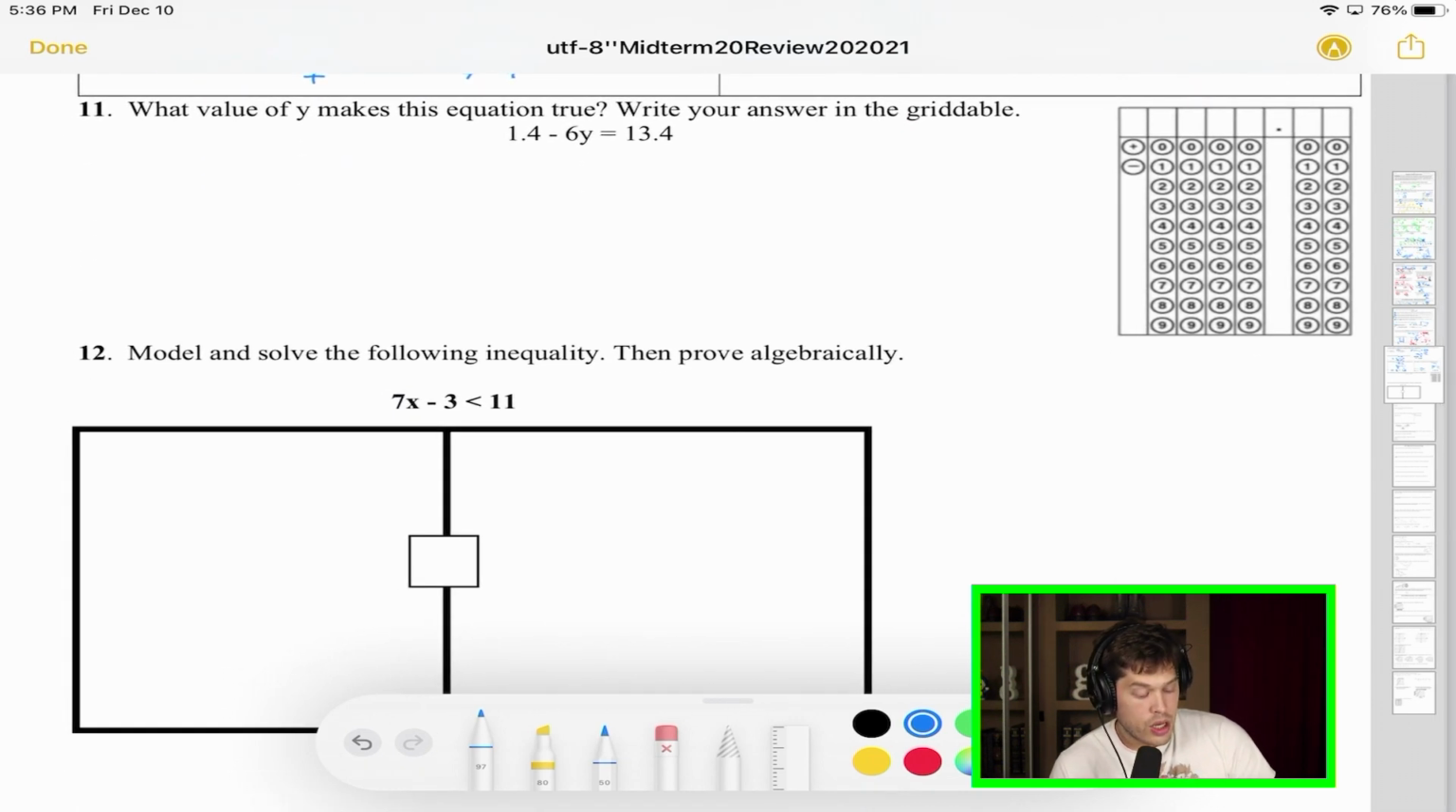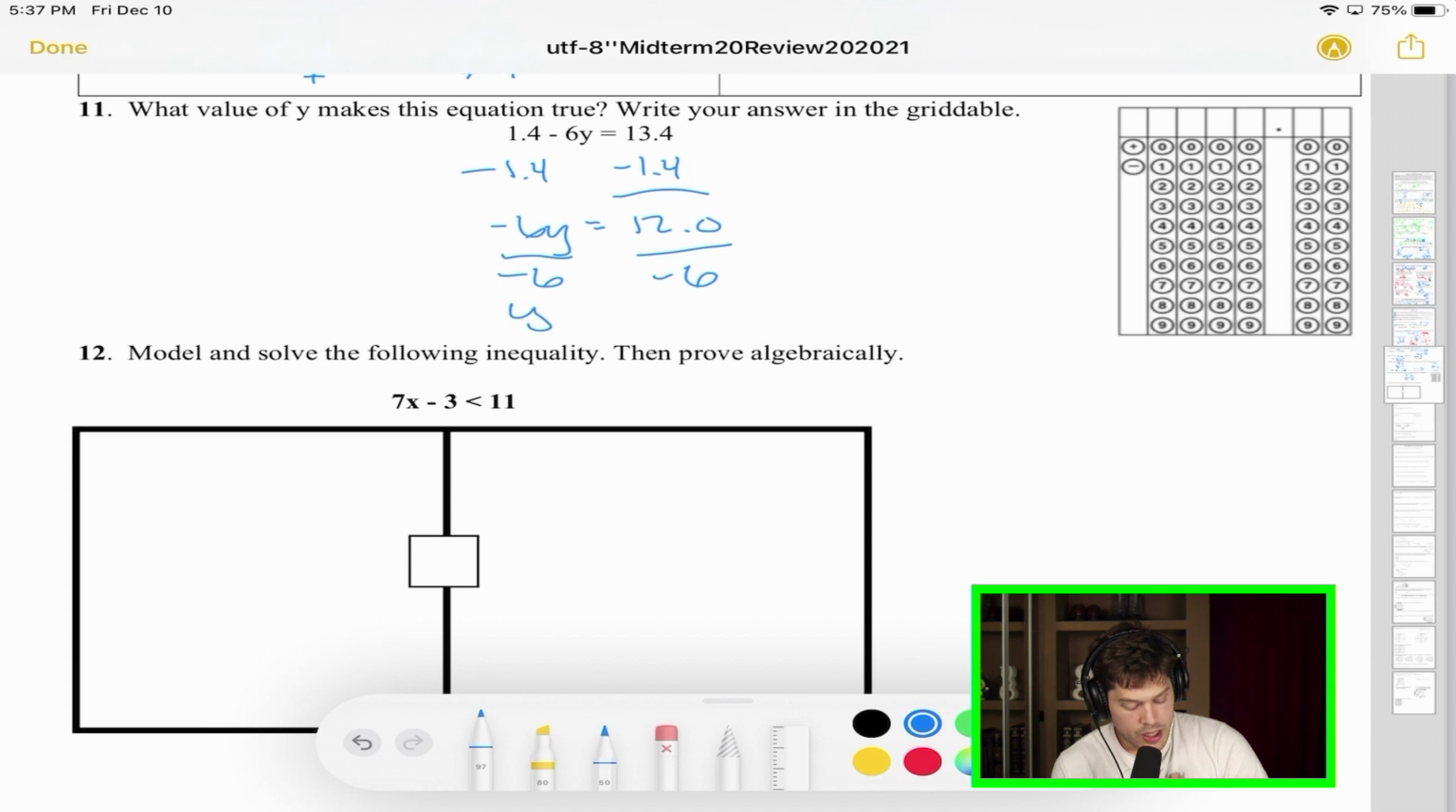Okay, what value of y makes this equation true? So now we have y as our variable, but the process is still the same. We're going to subtract 1.4 from both sides. We have 12.0, so negative 6y equals 12.0. Now we're going to divide by negative 6 on both sides, and so we have y equals negative 2.